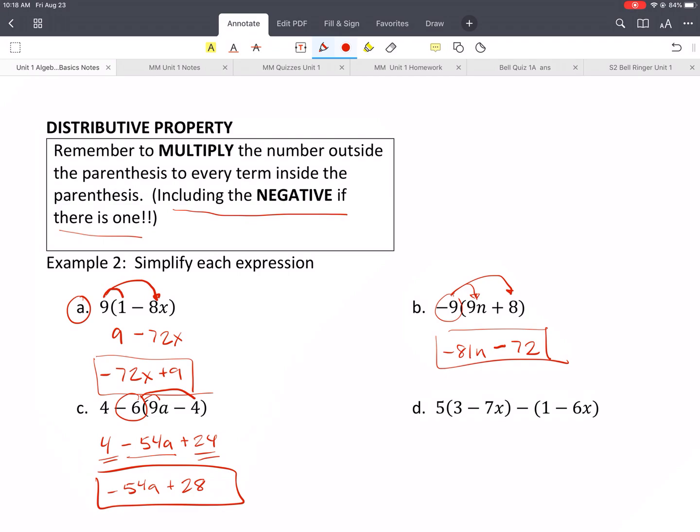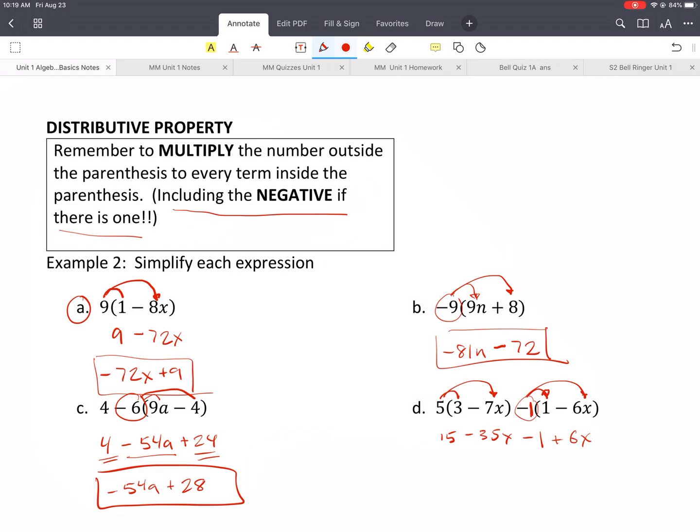Okay, next, we will distribute the 5 to get 15. Distribute the 5 here, gives us a negative 35x. And now we need to distribute this negative. Again, you could put a 1 there if you wanted to, just to make it simple or to understand it a little better. Negative 1 times 1 is negative 1. And then a negative 1 times a negative 6x gives us a positive 6x.